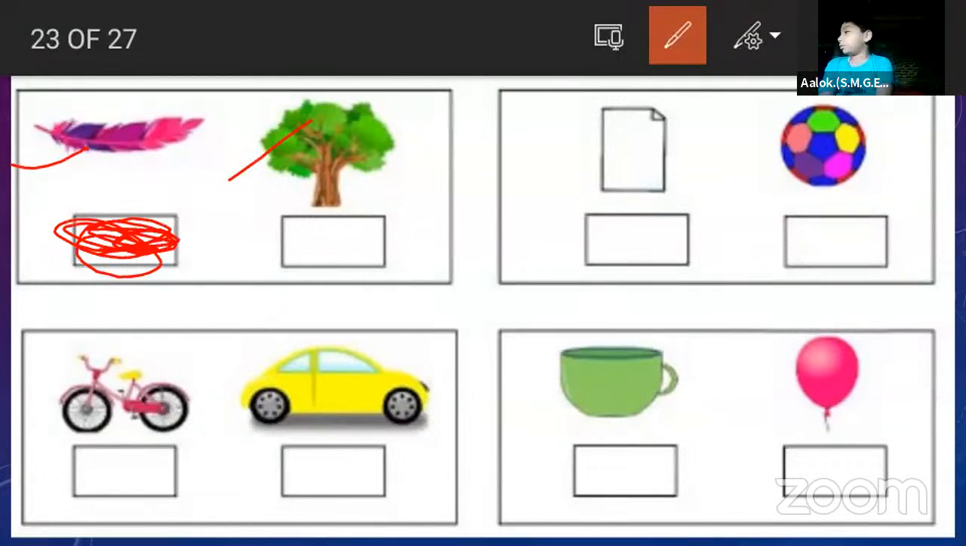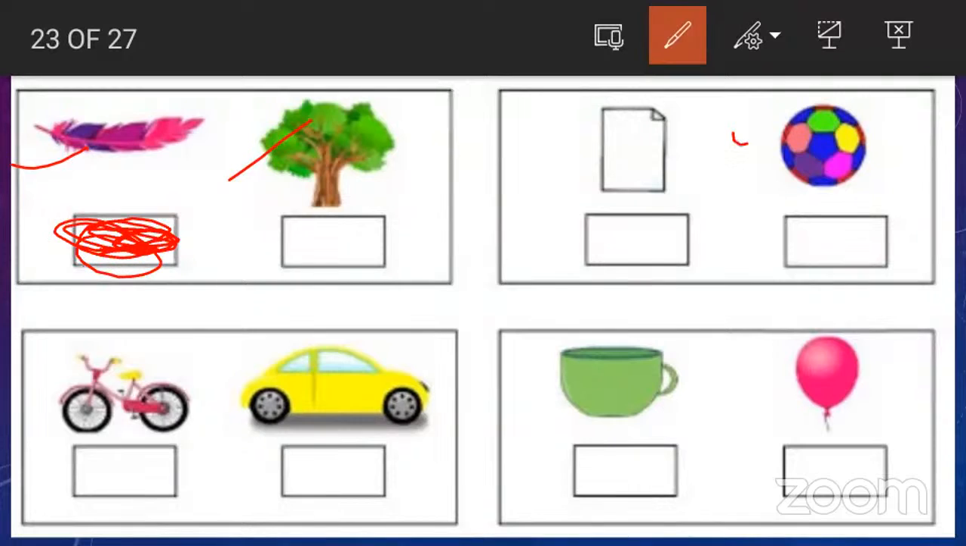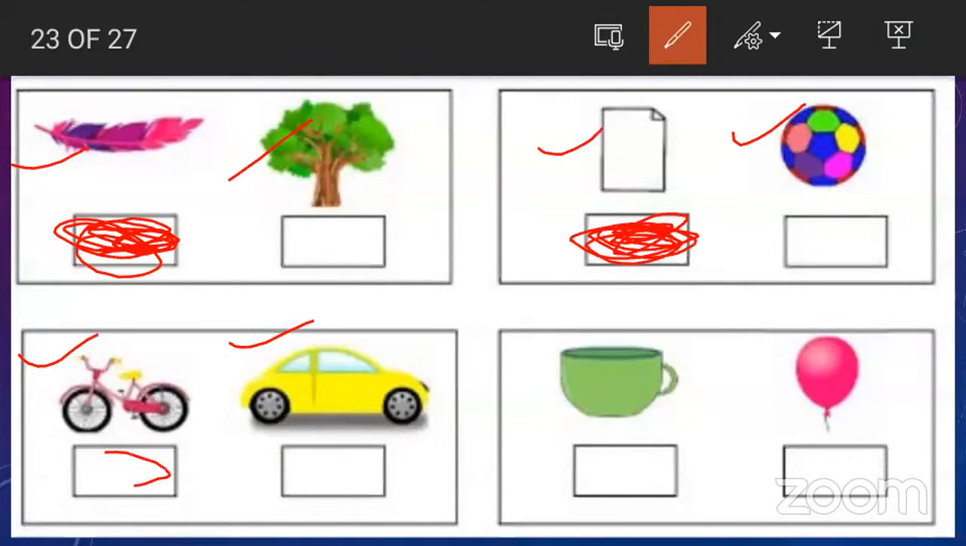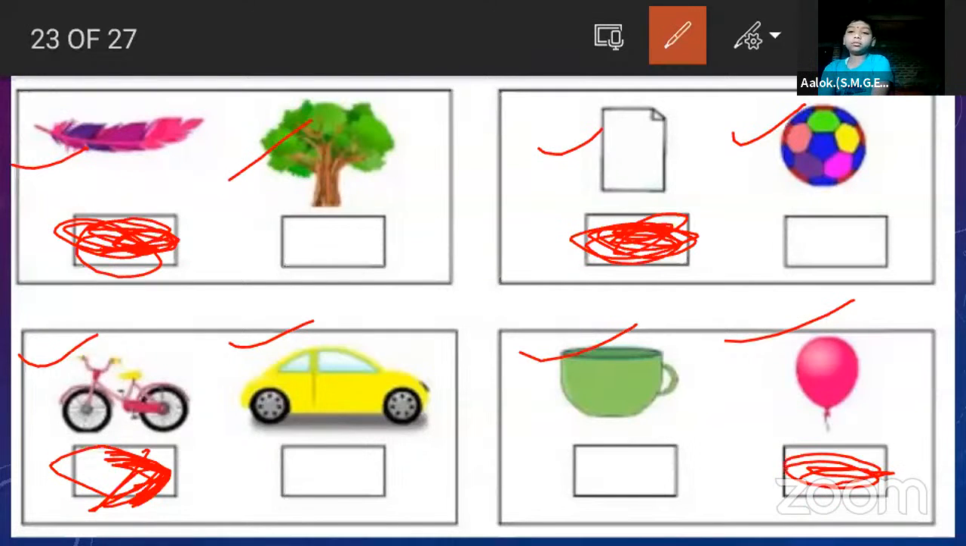Now second, here is a ball and here is paper. Which box do we have to color? We have to color the box below the paper. Okay, so let us do that. Now here is one bicycle and here is one toy car. Bicycle is lighter, so let us color the box below the bicycle. Now here one cup and one balloon. Which one is lighter? Balloon, isn't it? Yes, we will color it.